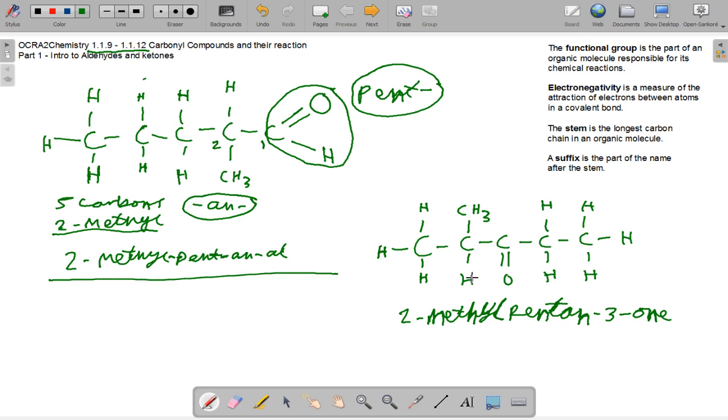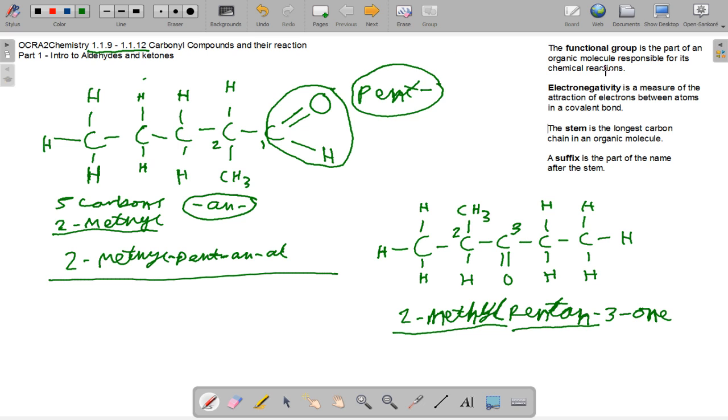Same for this ketone. You look for the double bond O in this one. So we look for the 2-methyl here, pentan because it's 5 carbons, and 3-one just meaning I've got a double bond O group on carbon 3.